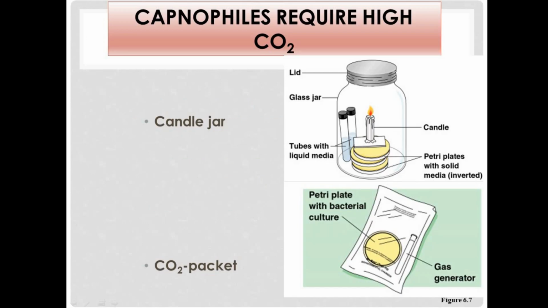Okay, capnophiles require high carbon dioxide. So this is a very typical example that we use in the laboratory: a candle jar. This is the basic example. We use a candle to produce carbon dioxide. So it is a glass jar, just a typical jar, with Petri dishes with solid media, inverted, and tubes with liquid media. So the candle is the source of carbon dioxide. Next, we also have a carbon dioxide pocket, Petri plates with bacterial culture, and the gas generators.